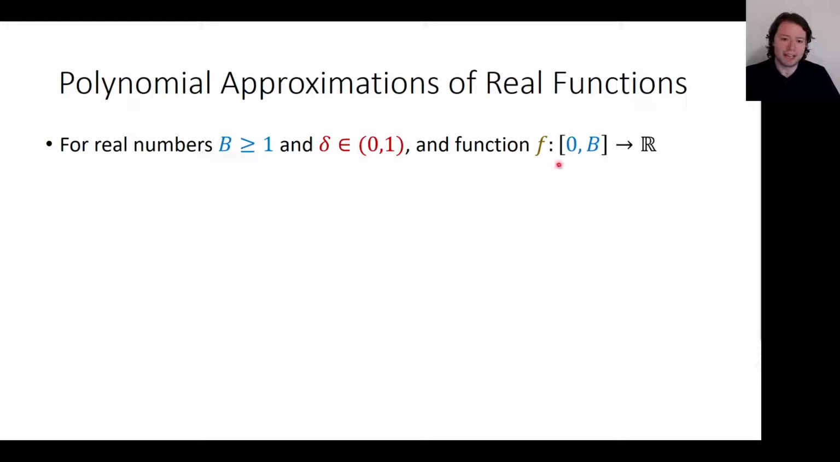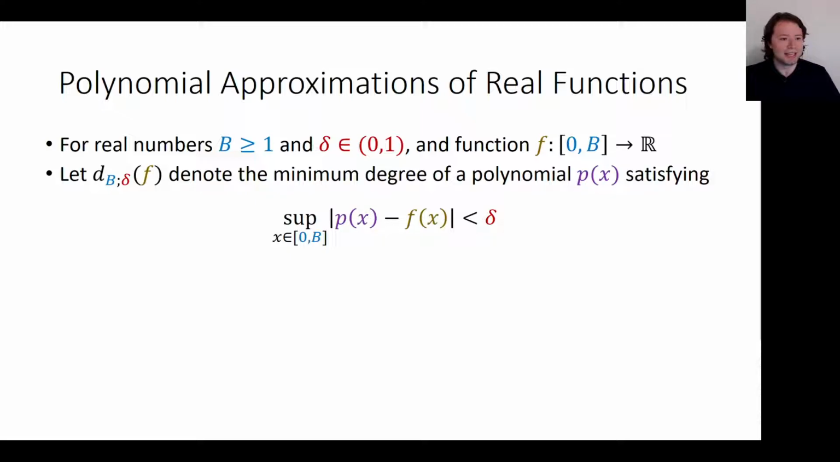So for a function f, we say how well you can approximate it by a polynomial is denoted by d sub b and delta of f, which is the minimum degree of a polynomial p such that for any input x between 0 and b, p and f differ by at most delta. So it's the minimum degree that you need to approximate it within delta on the whole range from 0 to b.